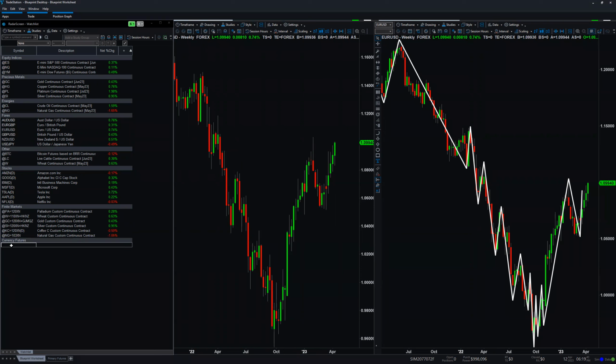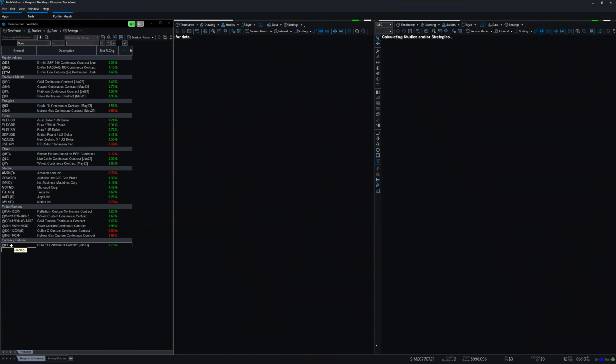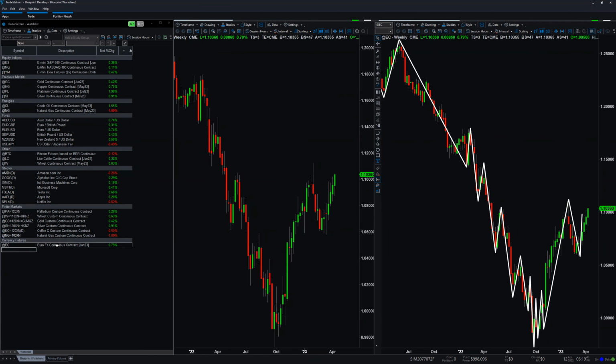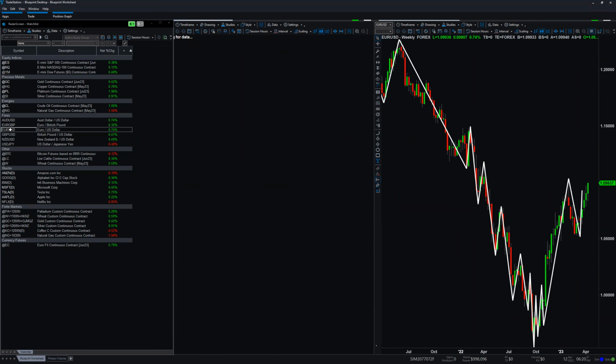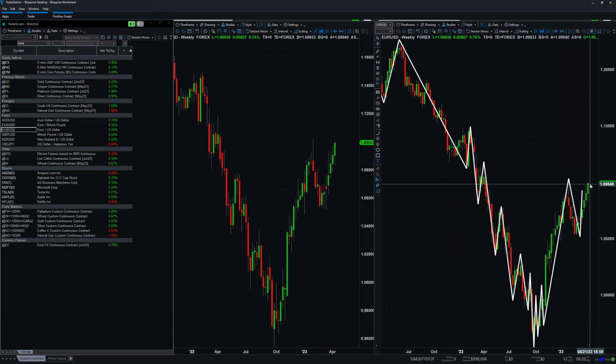And now we're just going to add @EC. Okay. And now we get the Euro FX continuous contract, and the Euro FX continuous contract is just like the euro. It will look exactly the same, though there may be a slight price difference on the right. However, most of the time they track one another very accurately.